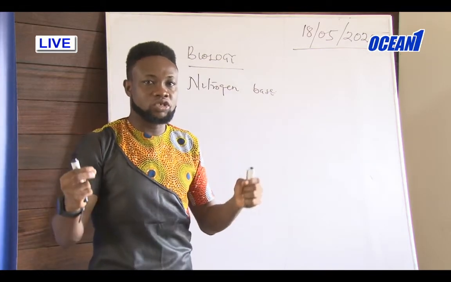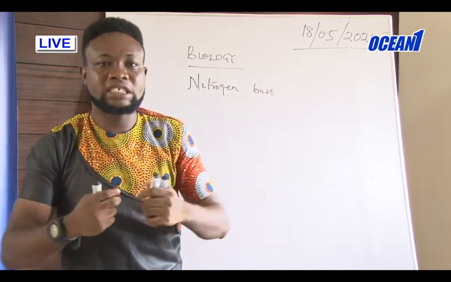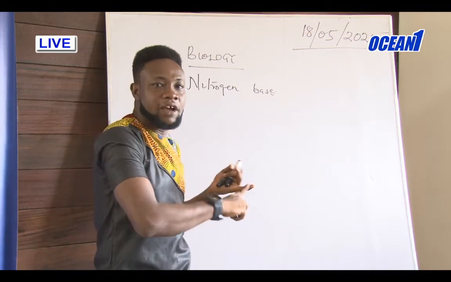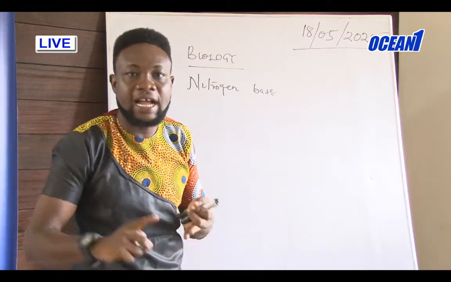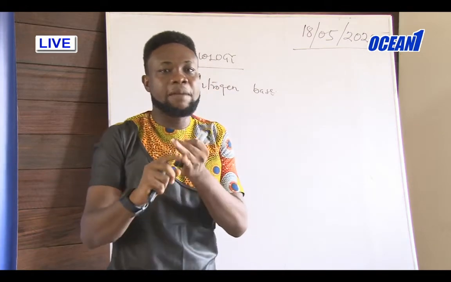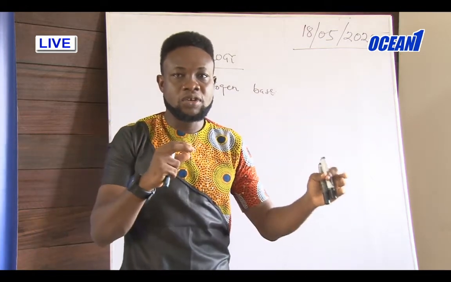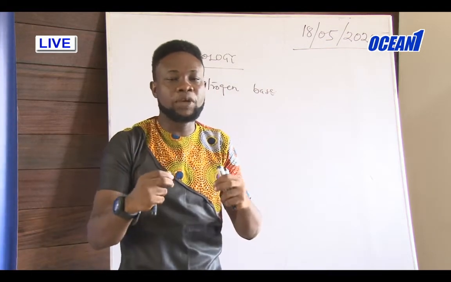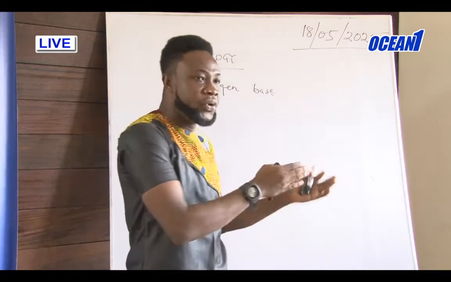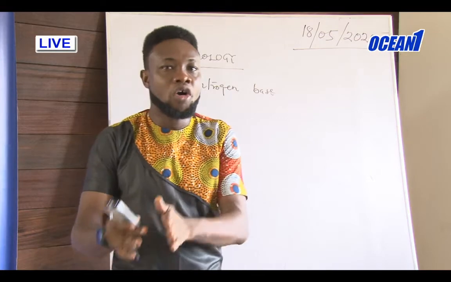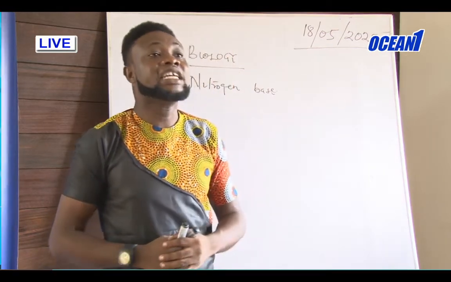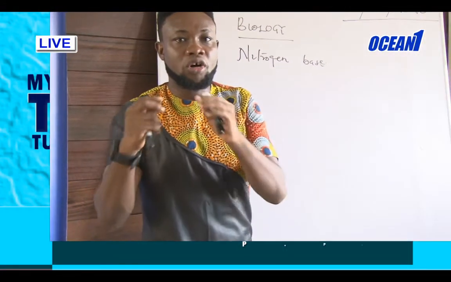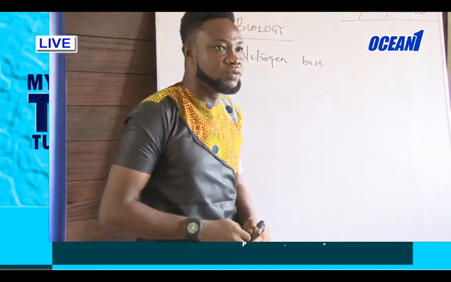So please take note. We are saying that the nucleotide, which is the building block of this nucleic acid, is made up of three things: a phosphate group, a pentose sugar, and a nitrogenous base. And we said that the pentose sugar is divided into two, ribose and deoxyribose. Then the nitrogenous base is also divided into two, purines and pyrimidines. We are going to take them one after the other, and we are going to talk about them. So in the next section, we want to continue.